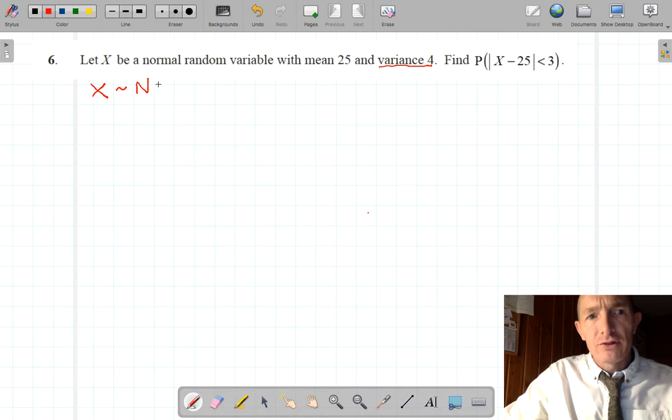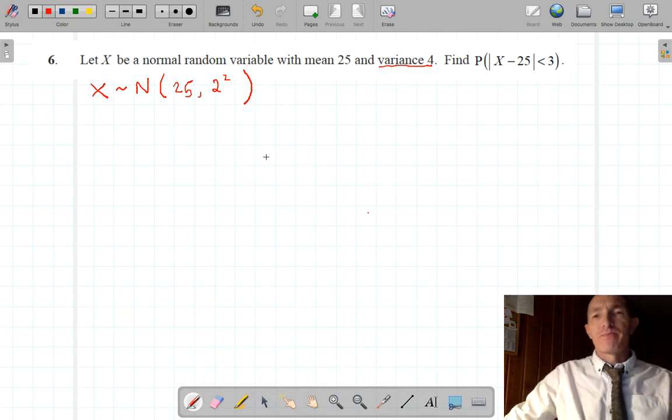X is normally distributed, and we always put the mean first, which is 25. And then we always put the variance, but we actually write it with the standard deviation. So 2 squared is 4, and I'm going to use this 2 in my calculations.